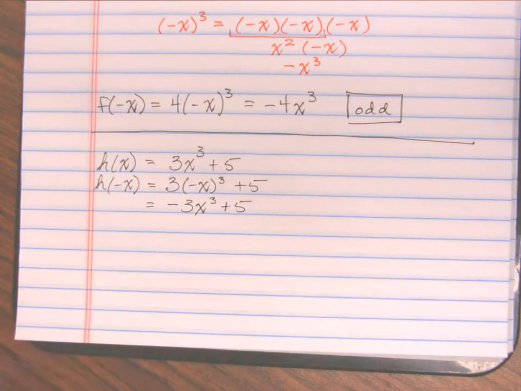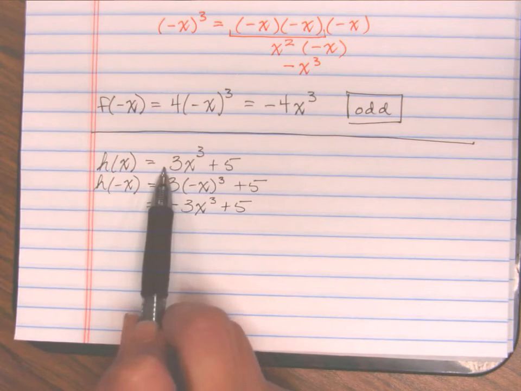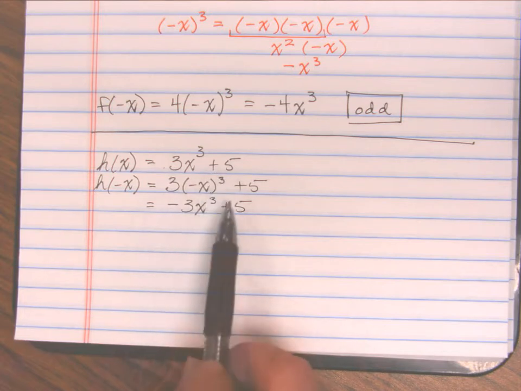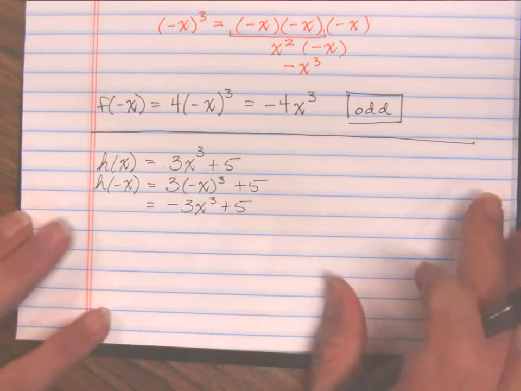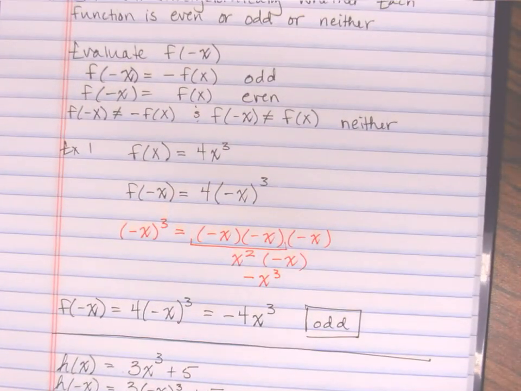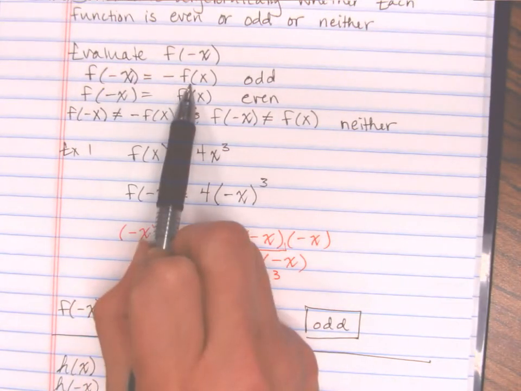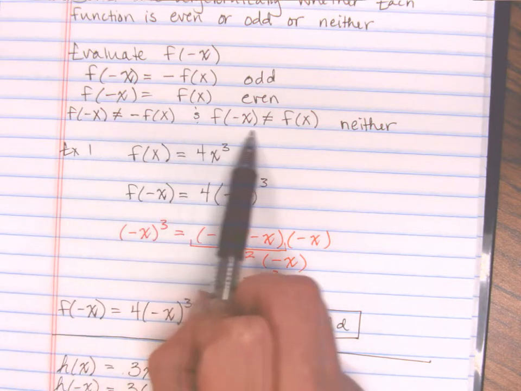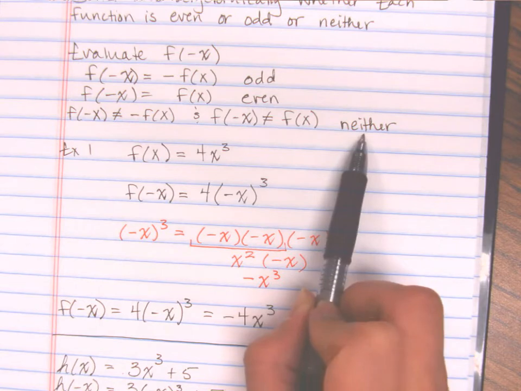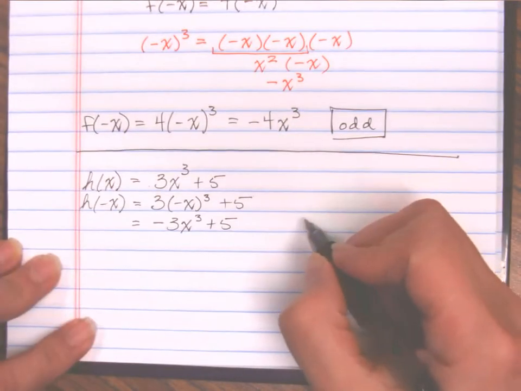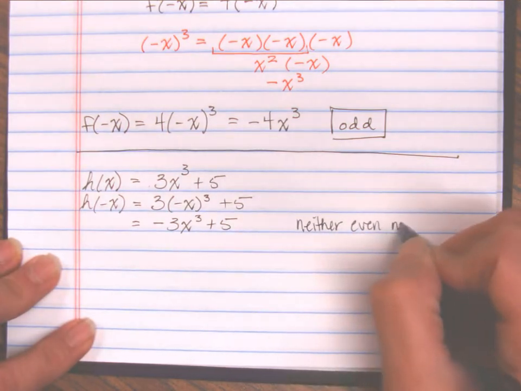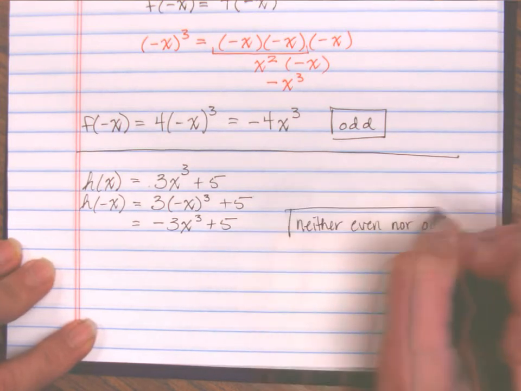So our results: the sign of 3x cubed changed, but I still have plus 5 and plus 5, so all of my signs did not change. So I'm not with the odds. I'm not with the evens because I didn't come out with the exact same function. That means I ended up with something completely different. So this one is neither. It's neither even nor odd.